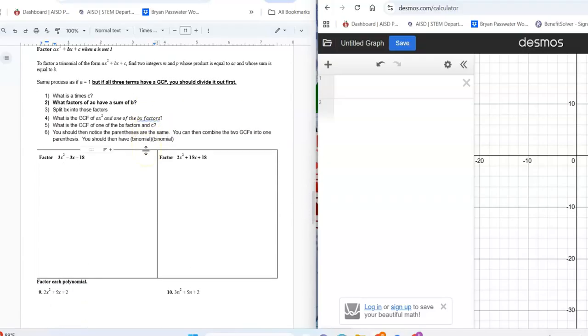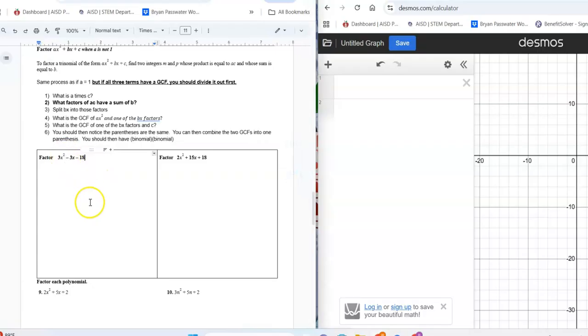And it's the exact same process I've been teaching you. Now, I've been teaching you the grouping method because it'll make doing this dramatically easier. So same process, but here's something we've got to add. If all three terms have a greatest common factor, you should divide that out first. All right, here's an example of that.